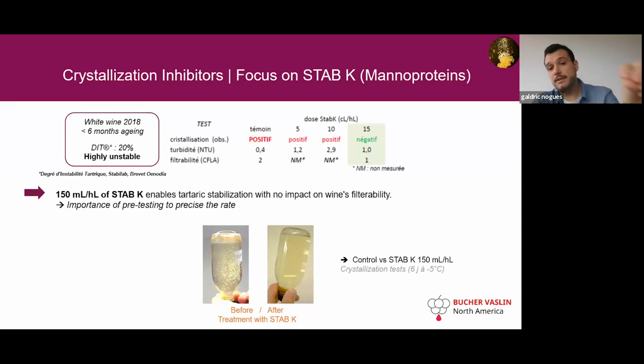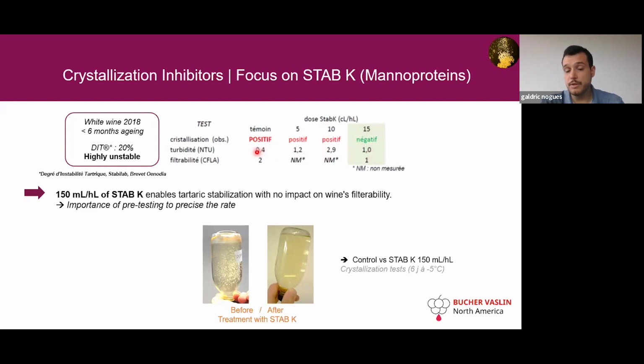And we could see that at different rates, you have the control here, which is a témoin. The crystallization test showed a positive result with a very low NTU. Filtrability was good. And then we played with different rates of STAB-K: 5, 10, and 15 centiliters, so 50, 100, and 150 milliliters per hectoliter. And you can see that by increasing the rates, we finally reach a rate where the crystallization test was negative. So that means with 150 milliliters per hectoliter, we stabilized the wine against tartaric instability.